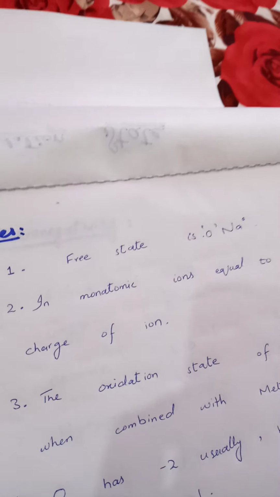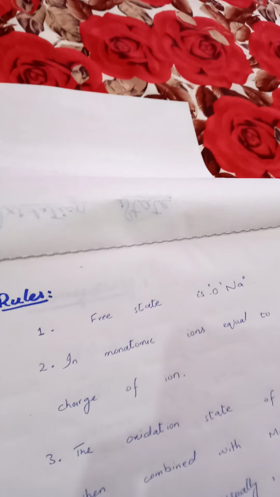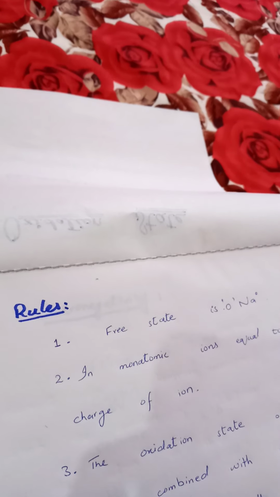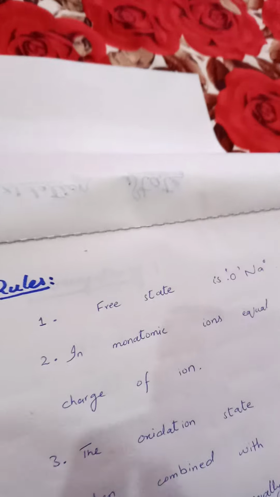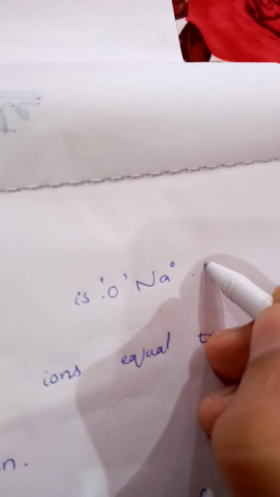Some rules are assigned for oxidation state. The first rule is the free state. In the free state, every atom has zero oxidation state, as in this state an atom neither loses nor gains an electron. So it has zero oxidation state in the free state.